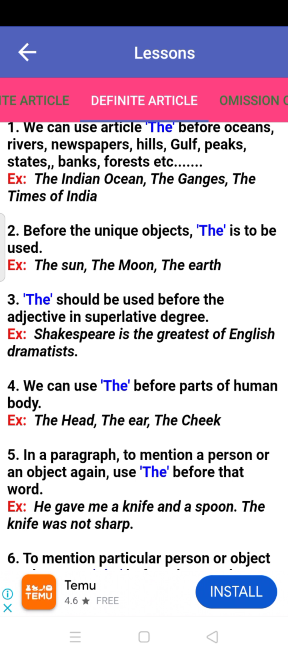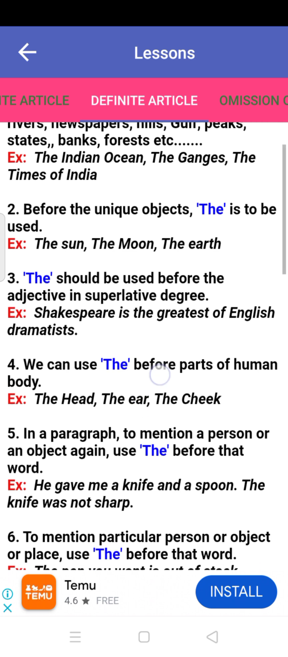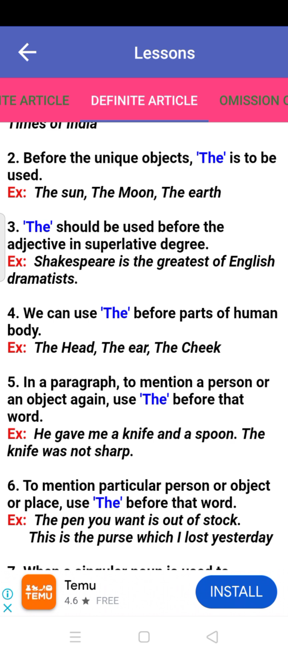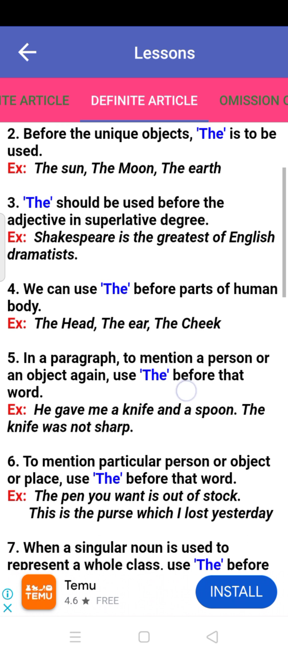The second one is: before unique objects, the is to be used. The sun, meaning there is only one sun. The moon, there is only one moon. The earth, there is only one earth. Here the pronunciation is different. We don't pronounce it as the earth, since earth starts with a vowel sound. We use the earth. The third one is: the should be used before an adjective in the superlative degree.